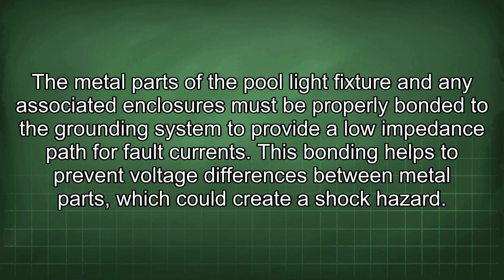Proper installation and grounding of the pool lighting system are also critical to ensure safe operation. The metal parts of the pool light fixture and any associated enclosures must be properly bonded to the grounding system to provide a low impedance path for fault currents. This bonding helps to prevent voltage differences between metal parts, which could create a shock hazard.